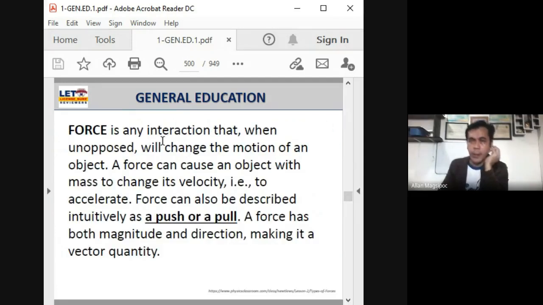Okay, again, definition. Force is an interaction. When opposed, it will change the motion of an object. The force can cause an object with mass to change its velocity, to accelerate. Force can also be described as a push or a pull. A force has both magnitude and direction. So, ang force daw merong magnitude, merong strength, and merong direction, making it a vector quantity.